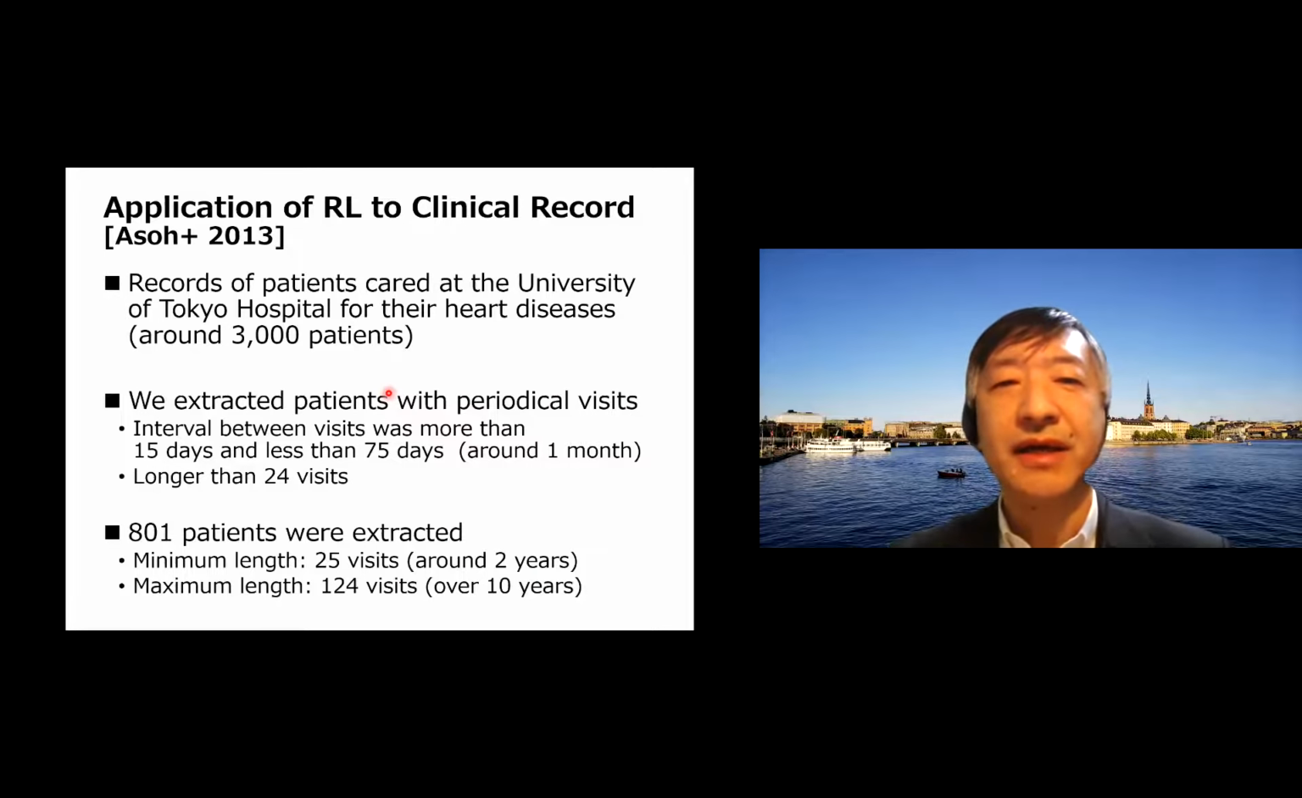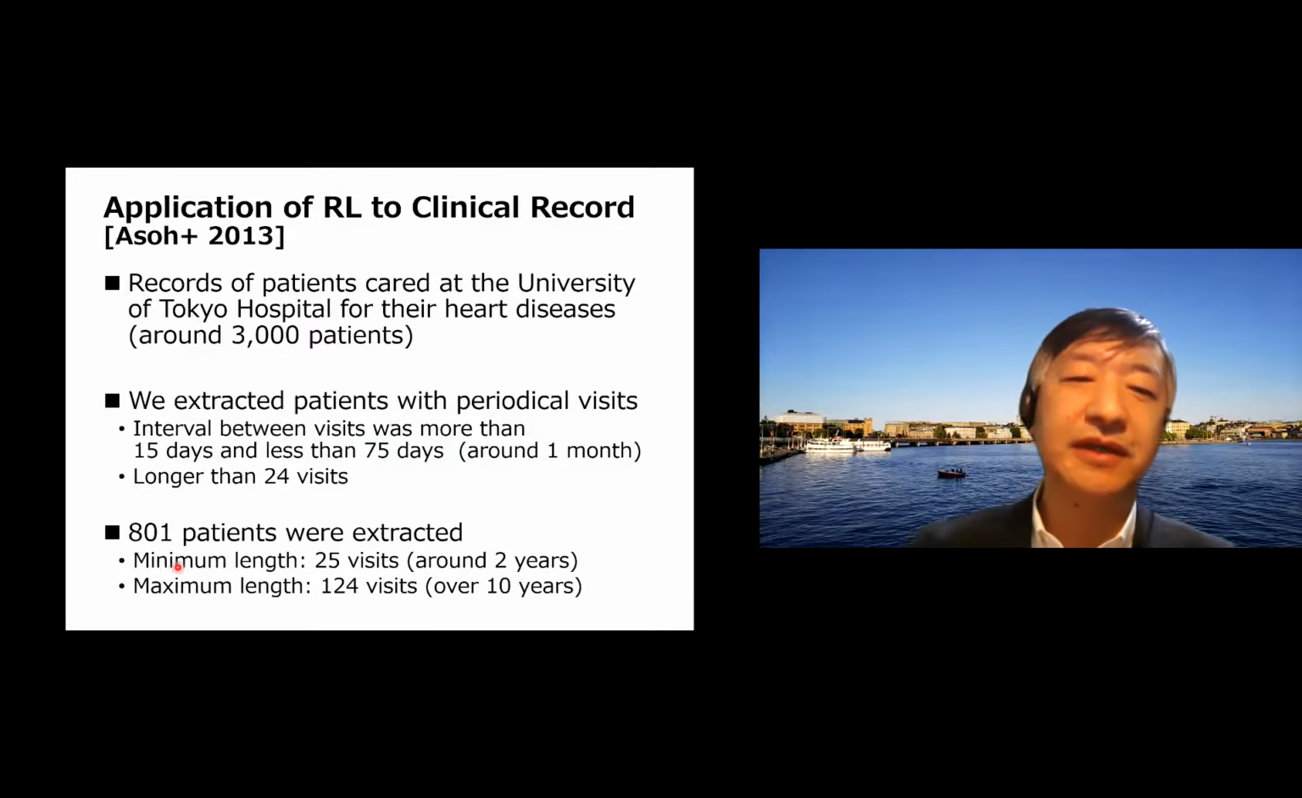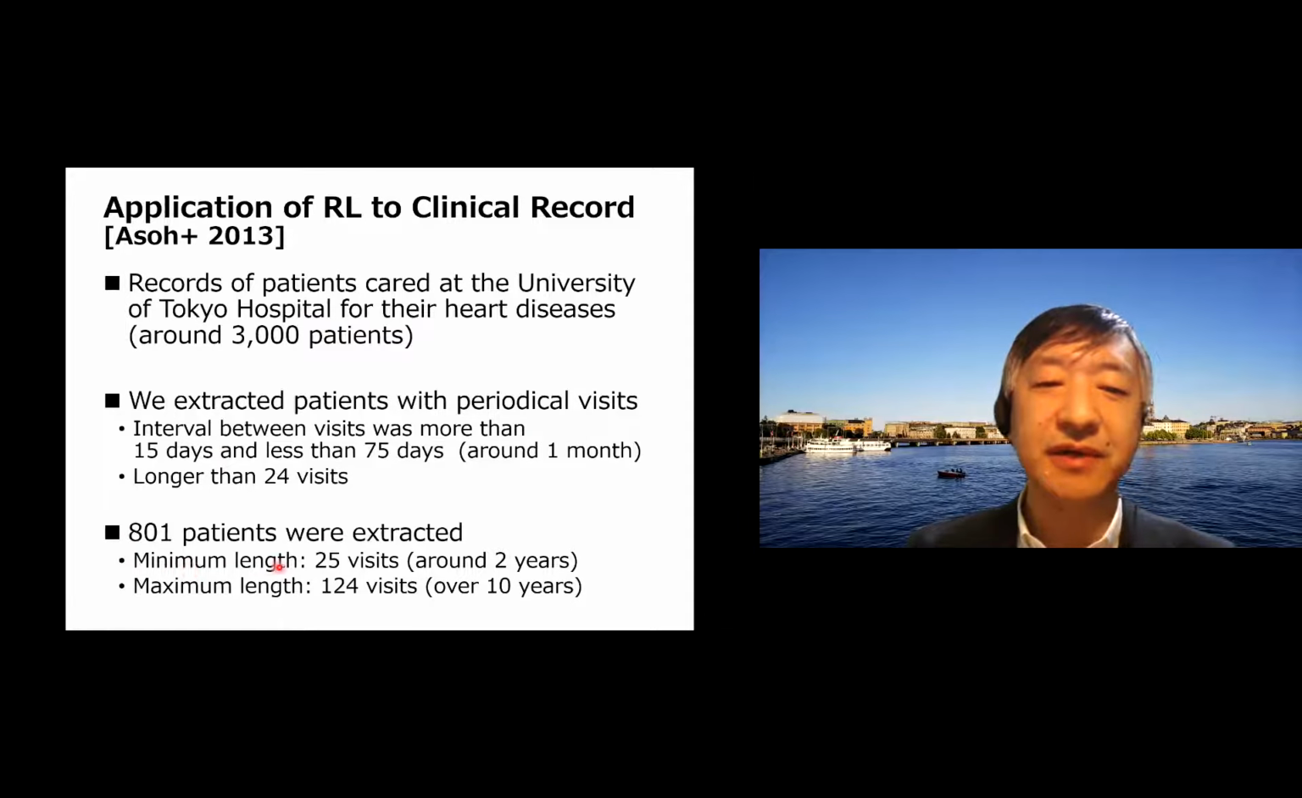So we applied this reinforcement learning to clinical record data several years ago. We used records of patients cared for at the University of Tokyo Hospital for their heart diseases. From those patients, we extracted patients with periodical visits, and we got 800 patients extracted. The minimum length is 25 visits over around 2 years, and the maximum length is over 100 visits over 10 years.